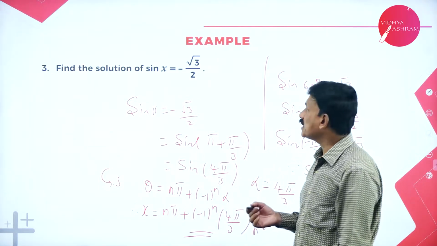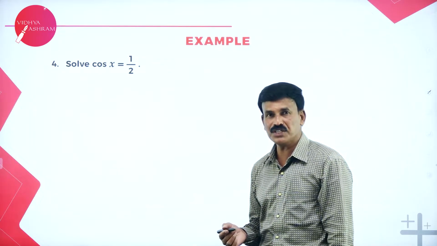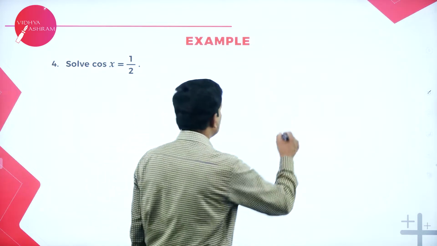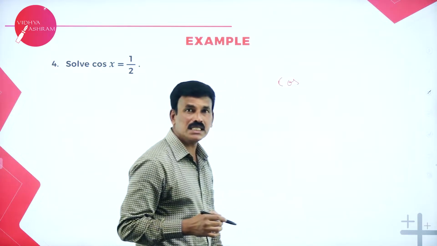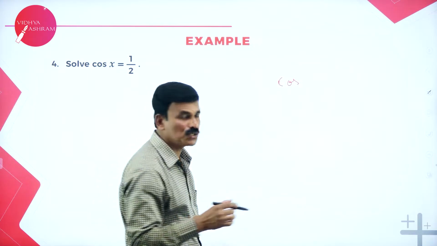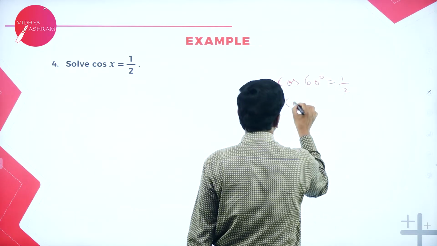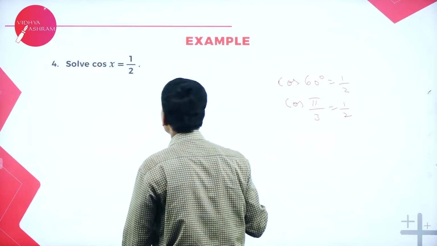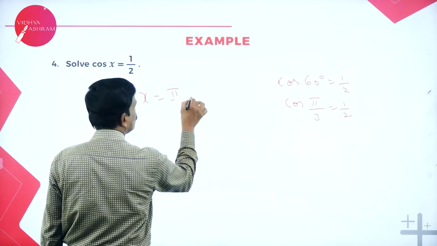Now, let us come to the next problem. Solve cos x is equal to 1 by 2. Same, find the general solution. First, find the value of x which satisfies the given equation. Since cos 60 degrees is equal to 1 by 2, this can be written as cos of pi by 3 is equal to 1 by 2. So, therefore, x is equal to pi by 3.